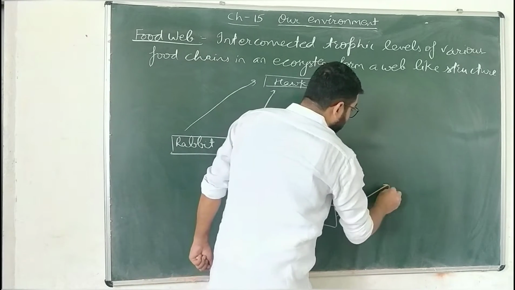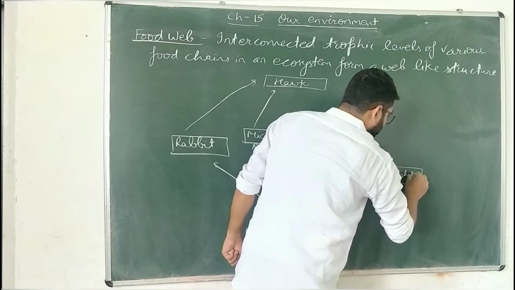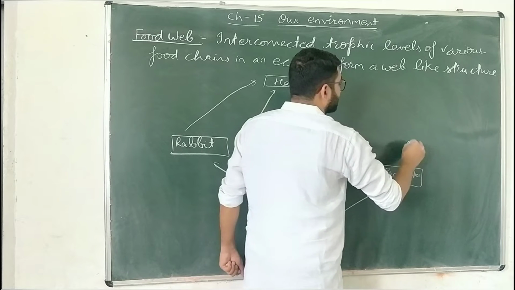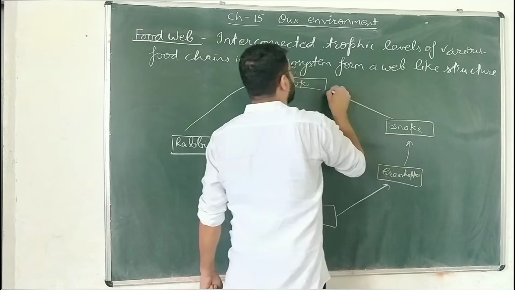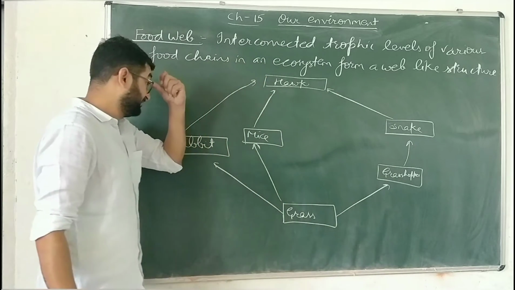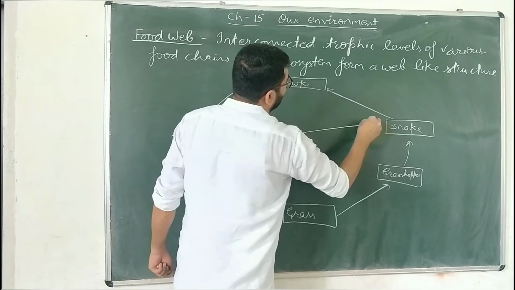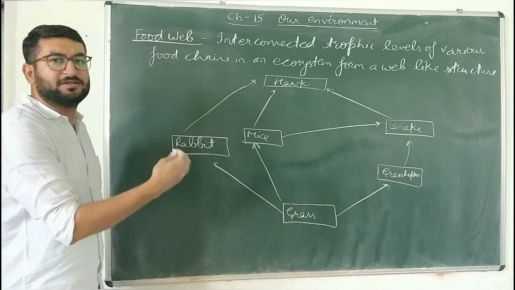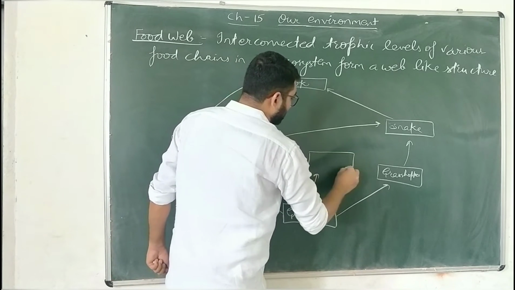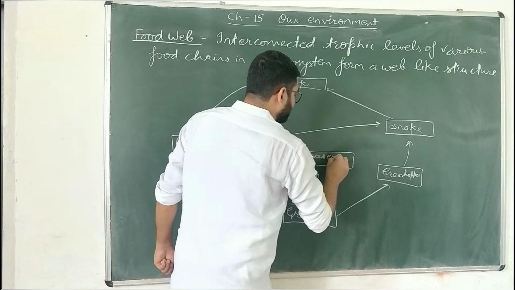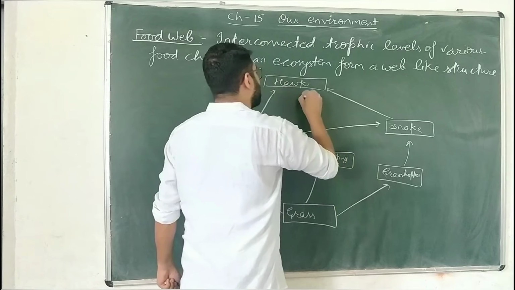This grass is eaten up by the grasshopper. Grasshopper is eaten up by snake, and then snake is eaten up by the frog. This mice is directly eaten up by the frog. Next, this grass is eaten up by the seed-eating birds directly, and these seed-eating birds are directly eaten up by the hawk.